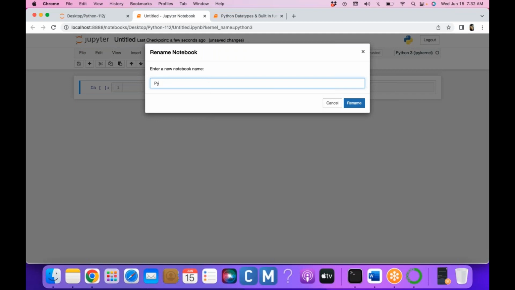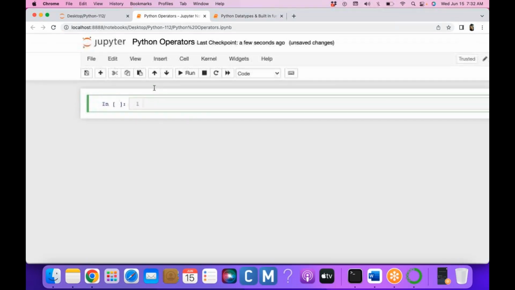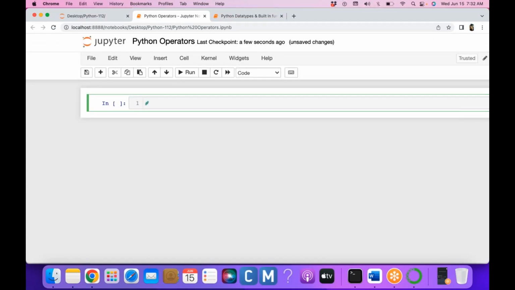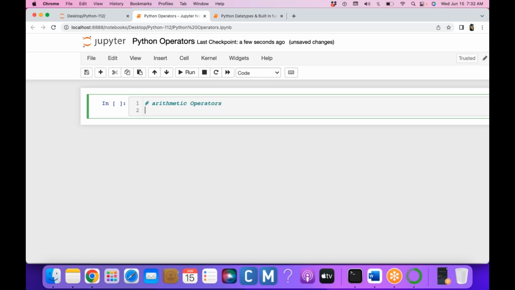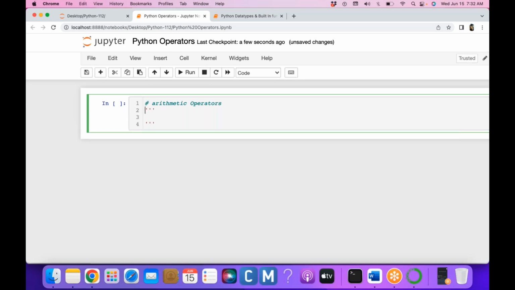Now let's go for understanding the Python operators. In any programming language, operators let us do some kind of operations. So let's understand the different kinds of operators we have in Python. From those, let's start with the arithmetic operators, which perform different kinds of operations.